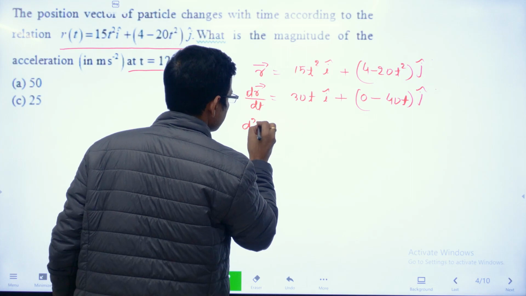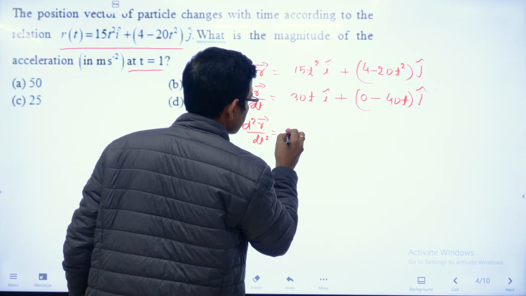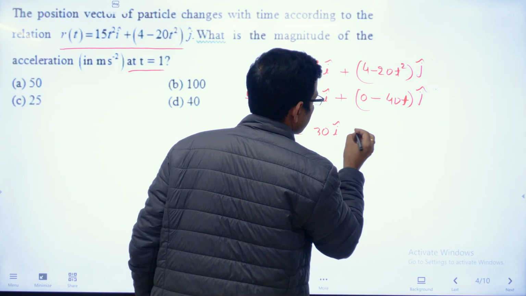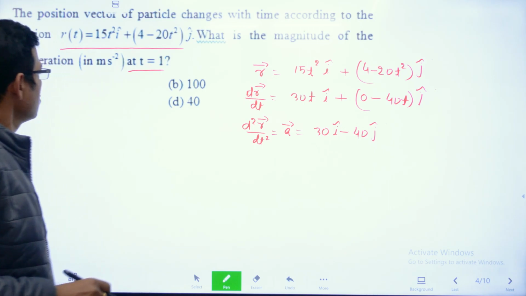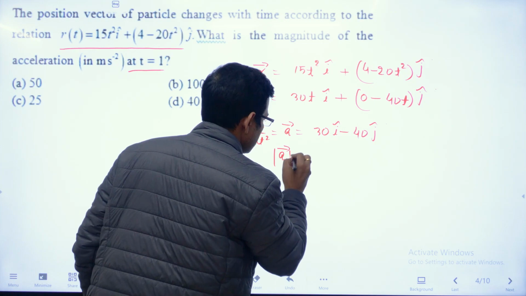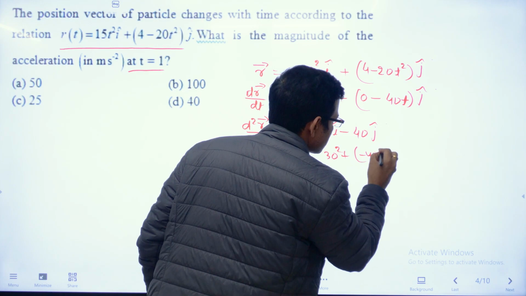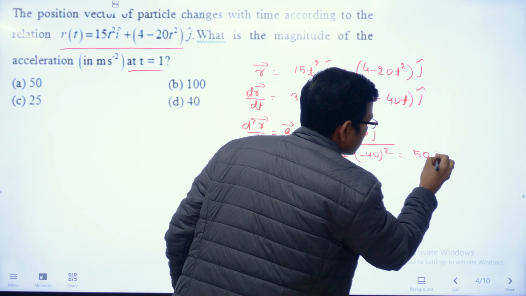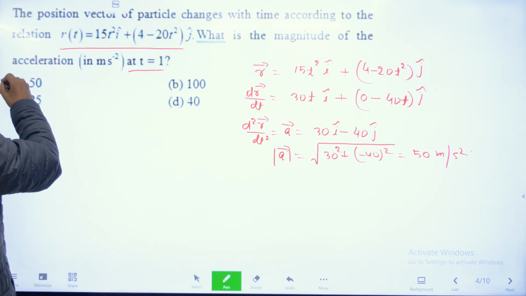So d2r by dt square, that is your acceleration, and that is equal to 30 i minus 40 j. So what is the magnitude of the acceleration? That is equal to square root under 30 square plus minus 40 square, and this is equal to 50 meter per second square. So the answer will be A, the correct option.